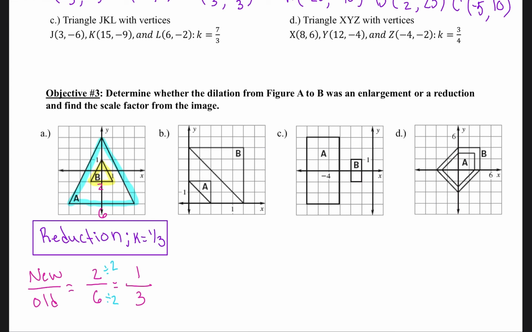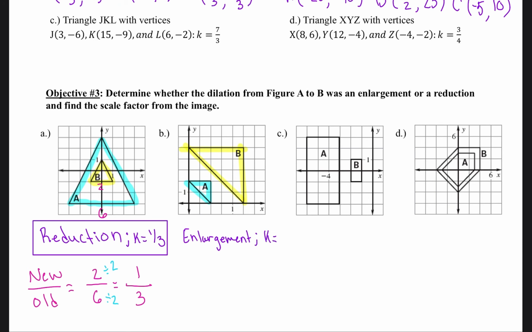All right, taking a look at part B here. Again, the original was A, so my original, that's not the highlighter. The original is A, so I'm going to do that in blue again. And then the new is B, so I'll do that in yellow again. So in this case, it definitely looks like the shape got bigger. It enlarged. A to B was an enlargement.